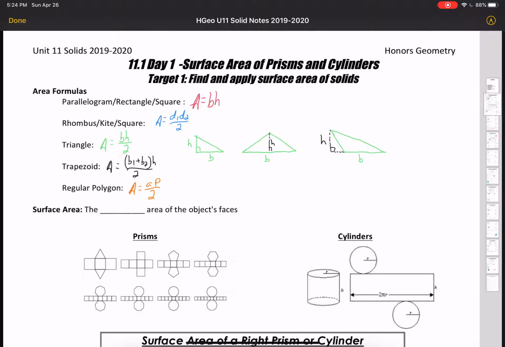Hey everybody, so today we're going to start Unit 11, which is solids, which is going to deal with surface area and volume of three-dimensional figures. So we're going to take what we learned last unit with area of two-dimensional figures and apply it to three dimensions, okay? So it's going to be really important to remember our area formulas from last unit.